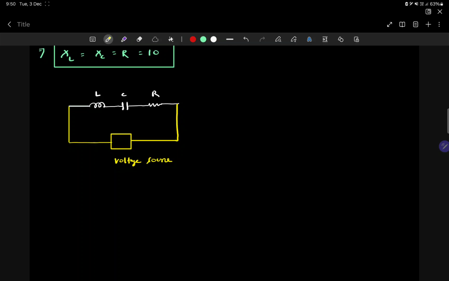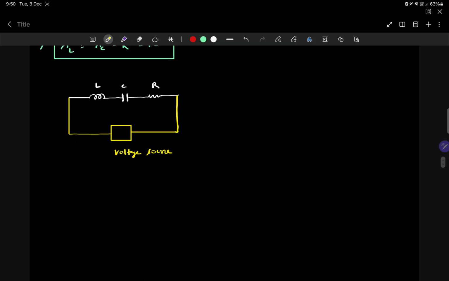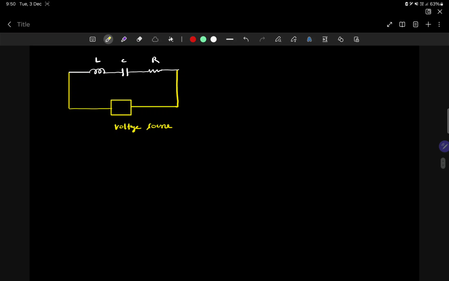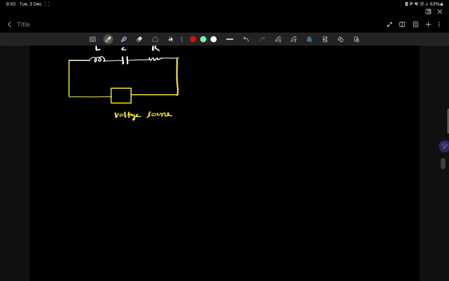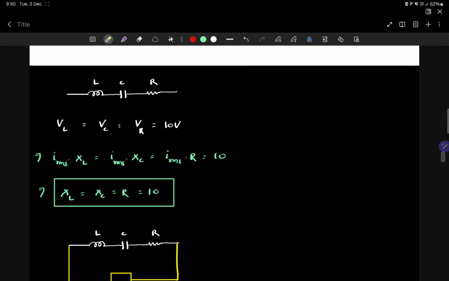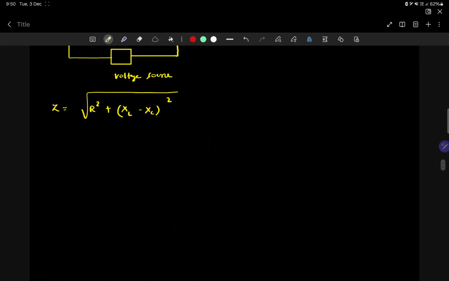How to calculate? In case of a series combination of L, C and R, the total resistance is called impedance. So we can calculate the impedance in this case. Impedance formula Z is equal to square root of R square plus XL minus XC whole square. So as XL is equal to XC, we can write square root of R square plus 0, that is equal to R. So this is your impedance value, R.